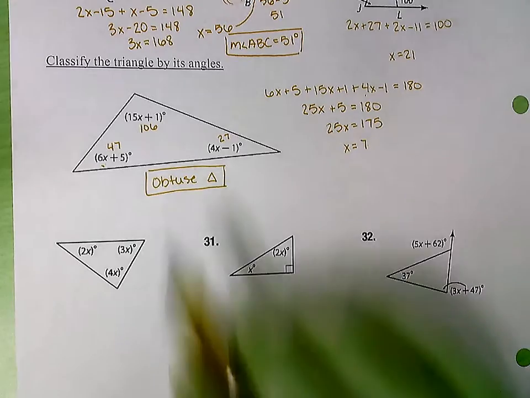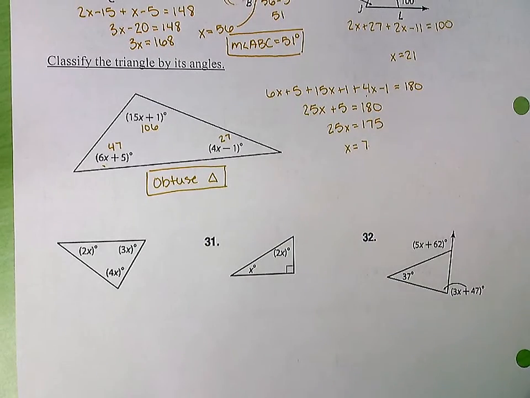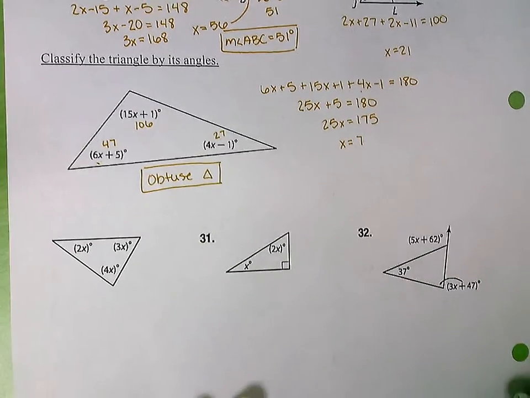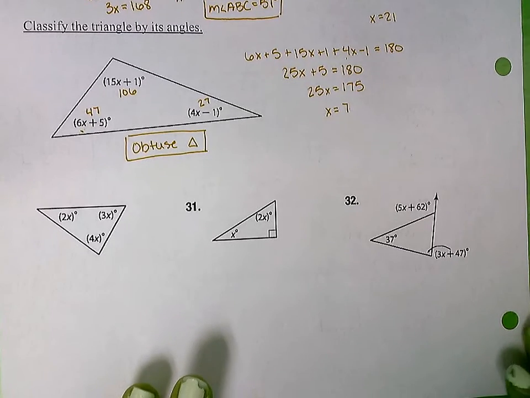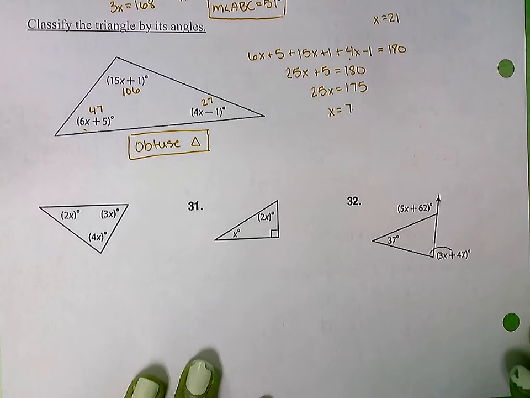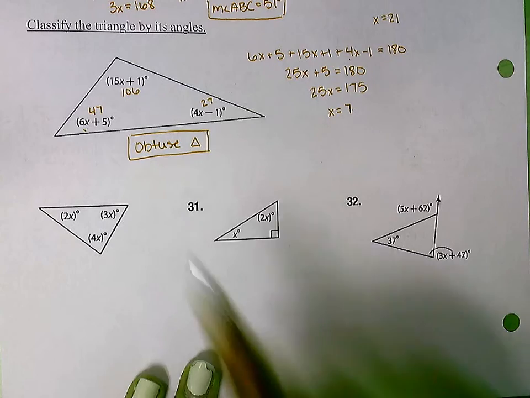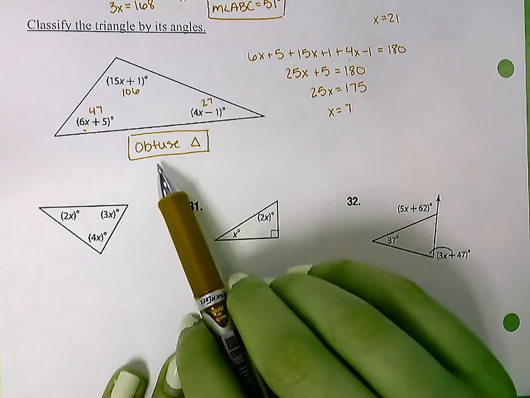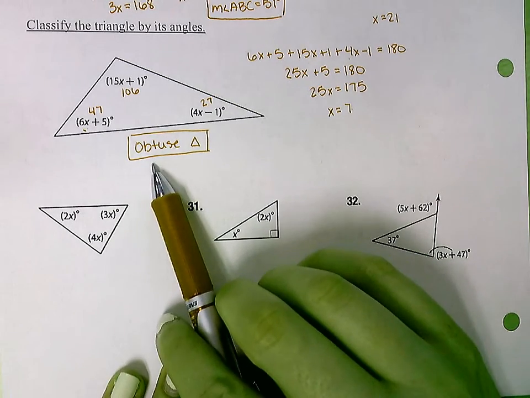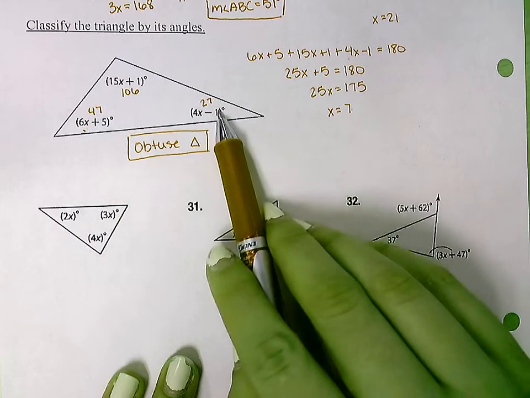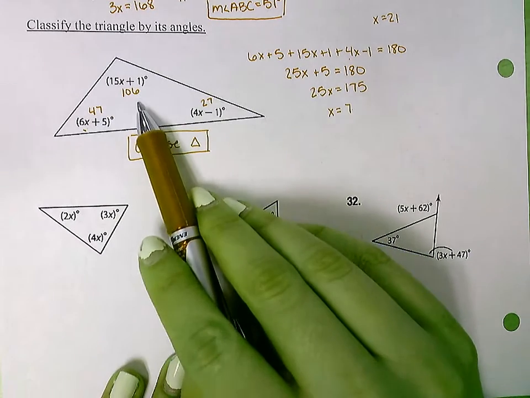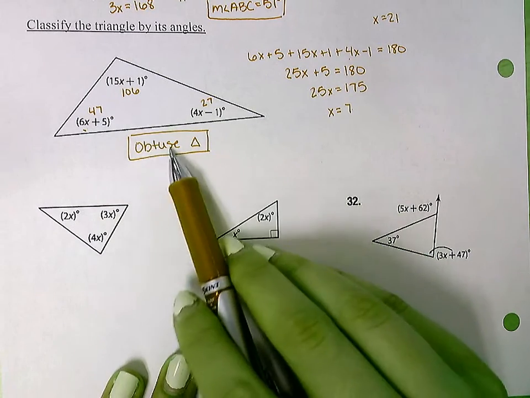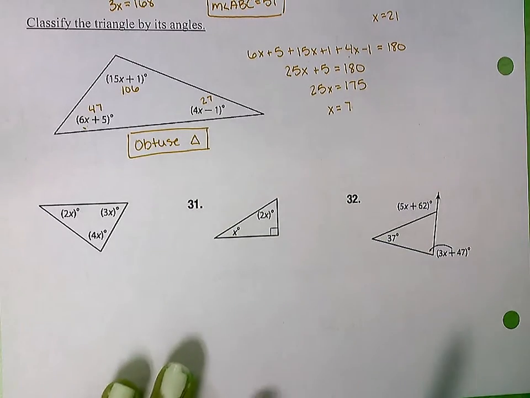Okay, questions on this one? All right. Wait, it equals 20. What? Yeah, if you add them all together, they should equal 180. Because you're classifying by its angles, so you just have to look at the angle measures. Since one of your angles is greater than 90, it has to be an obtuse triangle.